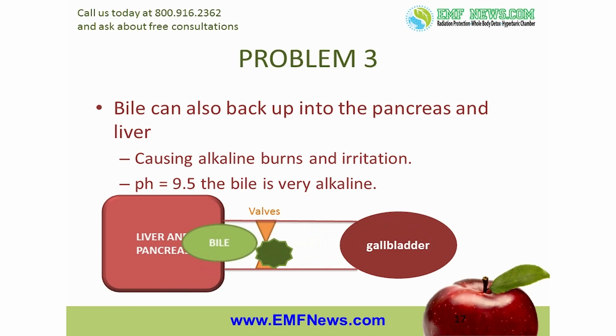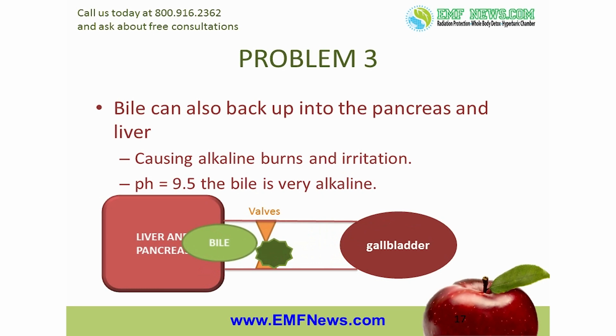There are valves that keep the bile from backing up into the liver and pancreas. If a small stone finds its way into one of these valves, the valve can get stuck in the open position. If this happens, then every time the gallbladder contracts to squeeze the bile into the small intestines, it can also squeeze the bile into the pancreas and the liver, causing caustic alkali burns and irritation.